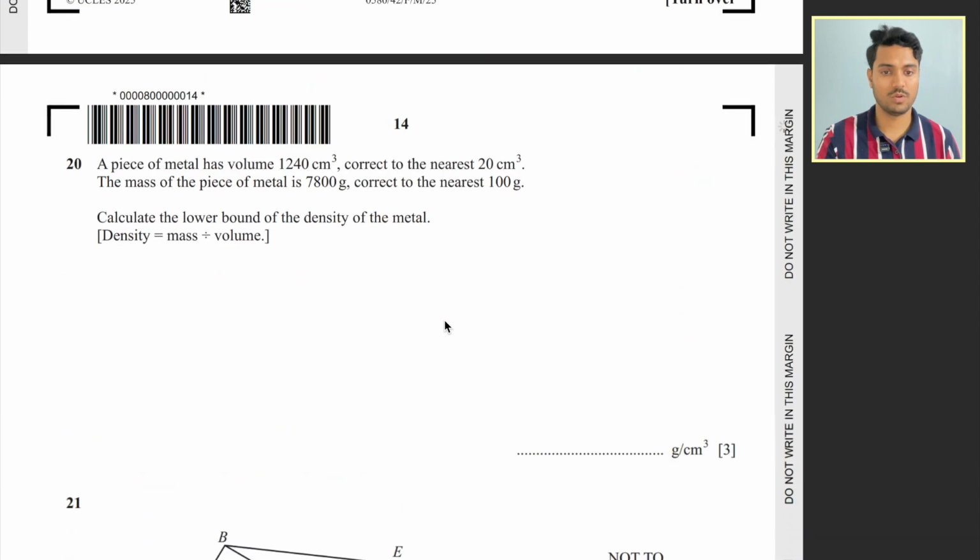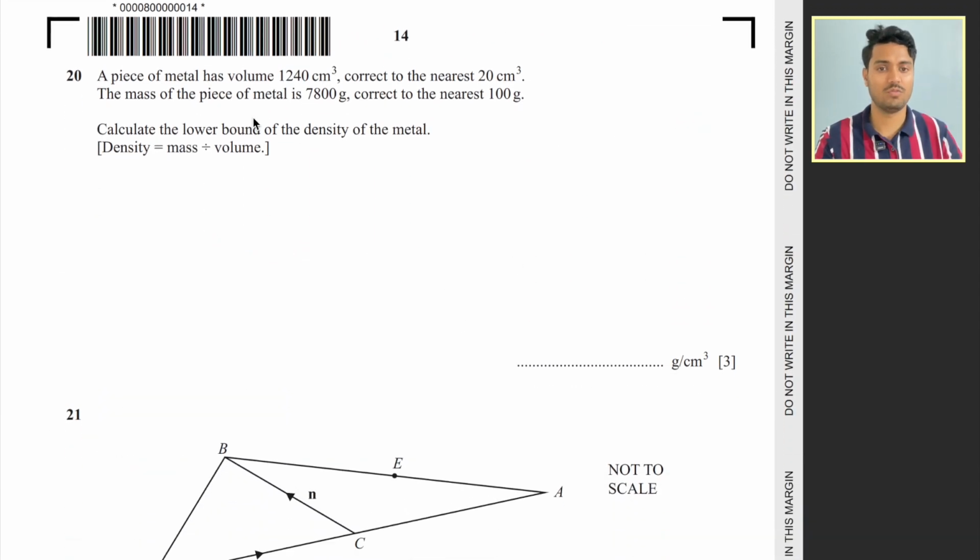Let's move on to next question quickly. It says a piece of metal has a volume. A piece of metal has a volume this much, correct to 20 centimeter cube.